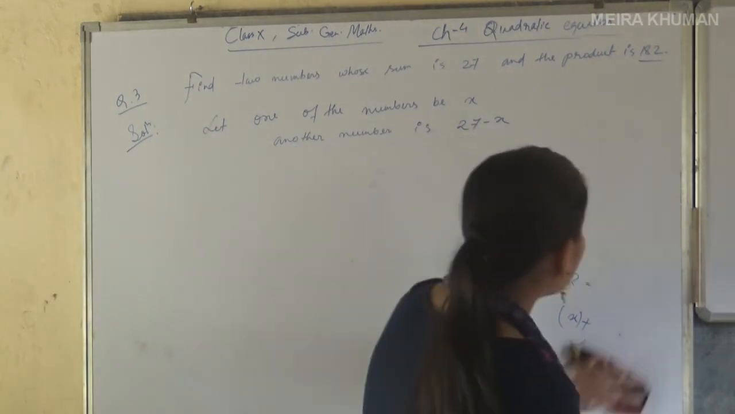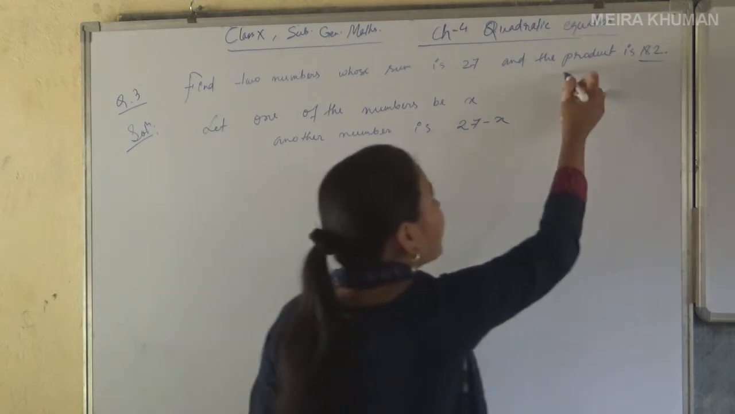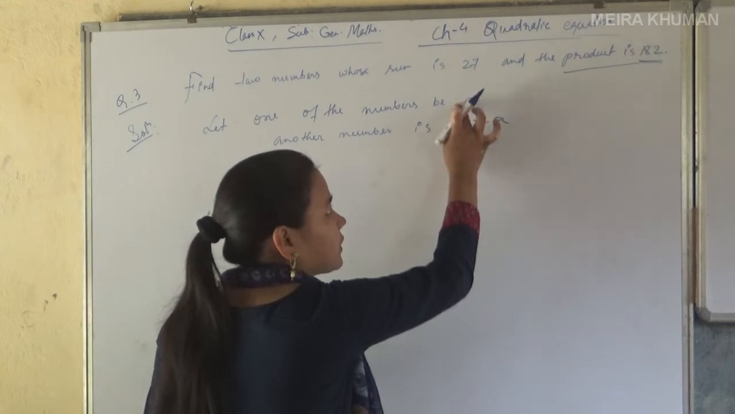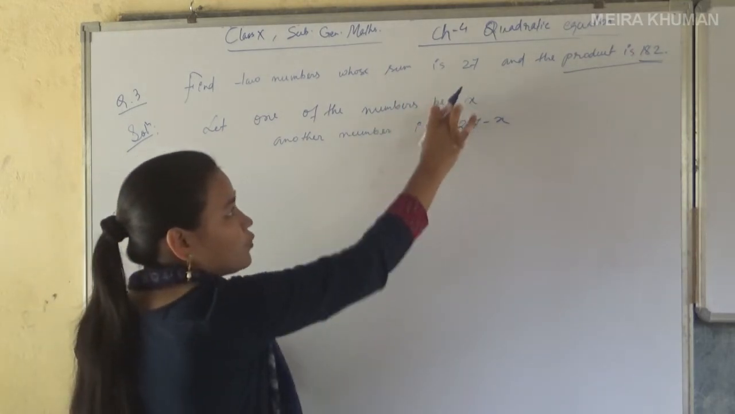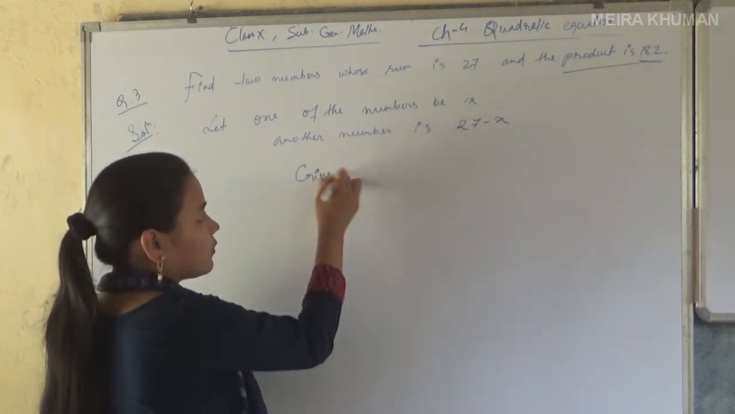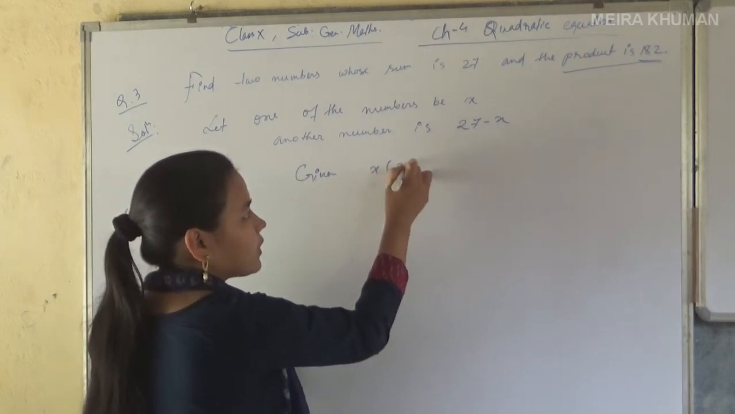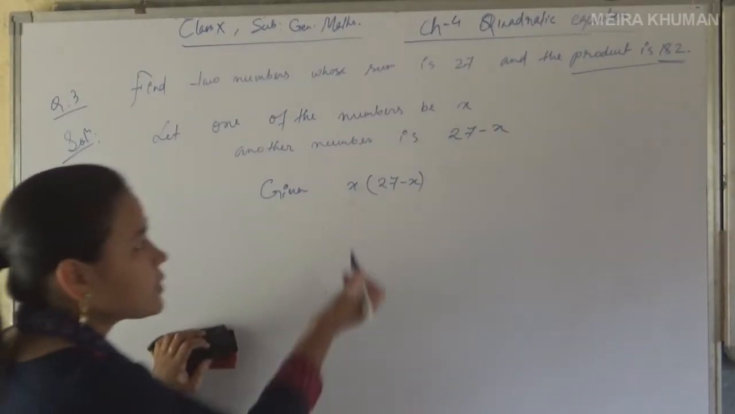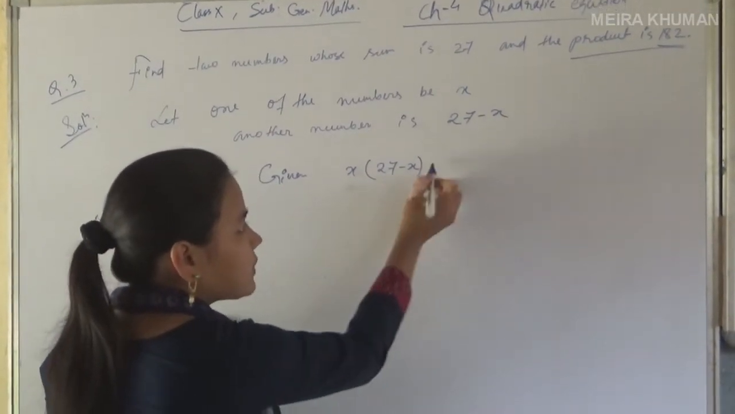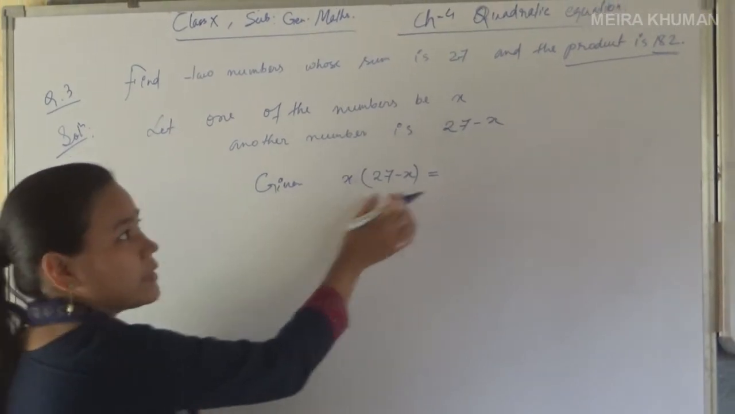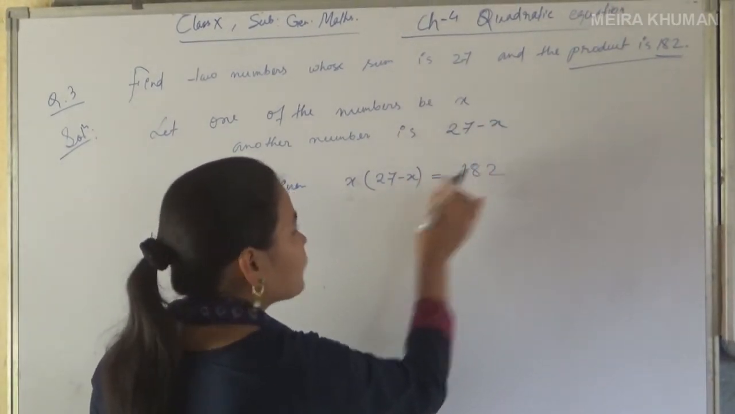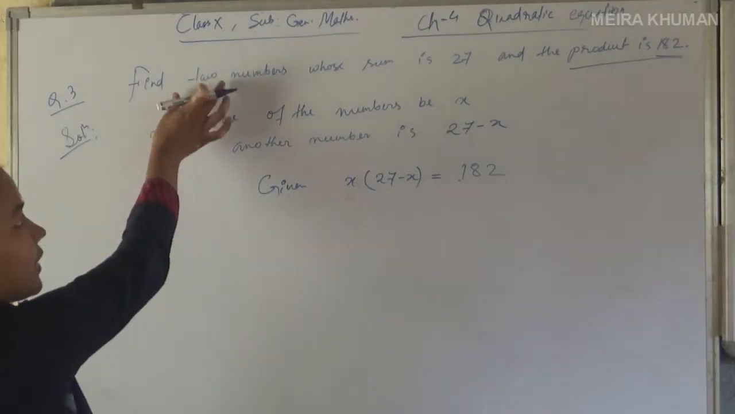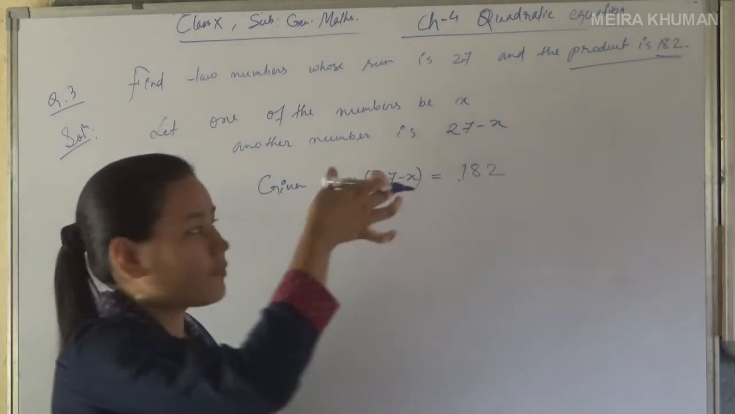Then the product is also given. The product is 182. The product of which numbers? These two numbers, x and 27 minus x. The product of the two numbers, x into 27 minus x, is 182. So you should find the two numbers, that is, the value of x.